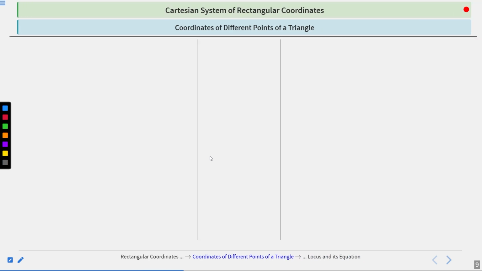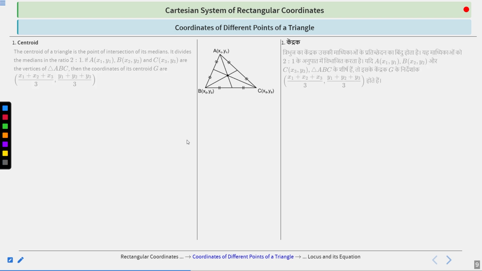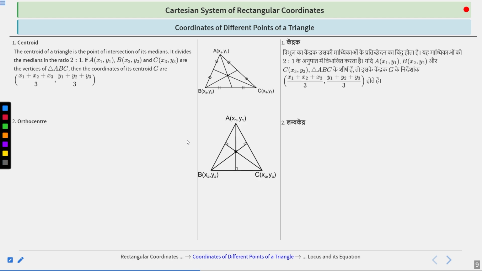So, coordinates of different points of a triangle. Centroid. We have a given triangle whose vertices are (x1, y1), (x2, y2) and (x3, y3). The centroid of a triangle is the point of intersection of its medians, right? It divides the median in the ratio 2:1. If A(x1, y1), B(x2, y2) and C(x3, y3) are the vertices of triangle ABC, then the coordinates of its centroid G are (x1 plus x2 plus x3) by 3 and (y1 plus y2 plus y3) by 3, right? Let us see the orthocenter.